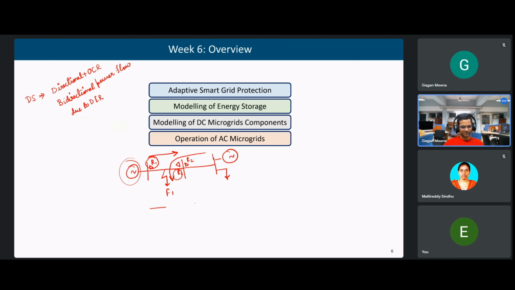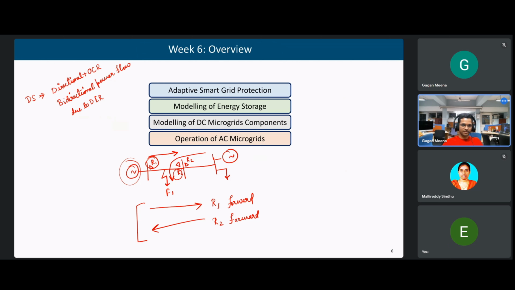Current in this direction will be detected by R1. So this will be a forward fault for R1, a fault in front of R1. Similarly, if you have a current like this, then it will be a fault in front of R2. So both can detect. So we can detect the fault current in both directions, only if we have directional elements. This we discussed in week 5.